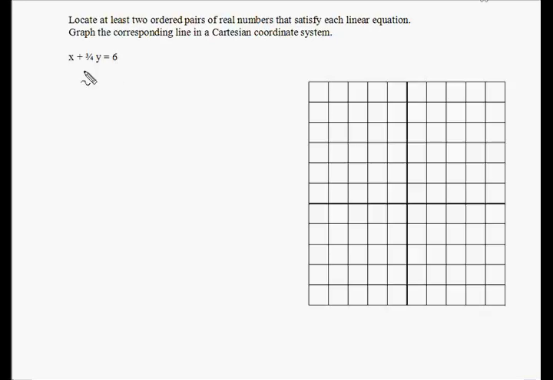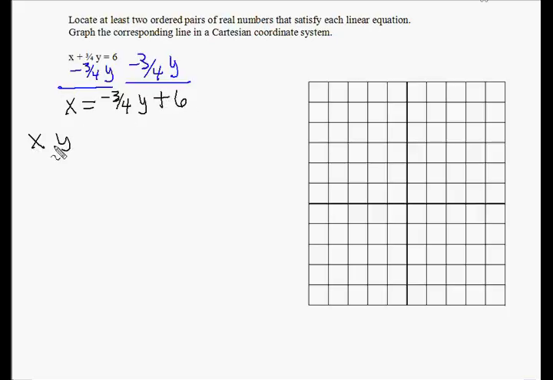In order to plot points, it's best if you have one variable alone. In this equation, it would be best to get x alone. So all we need to do is add a negative 3/4 y to both sides of the equation. On this side of the equation, we now have x alone. It's equal to a negative 3/4 y plus 6.